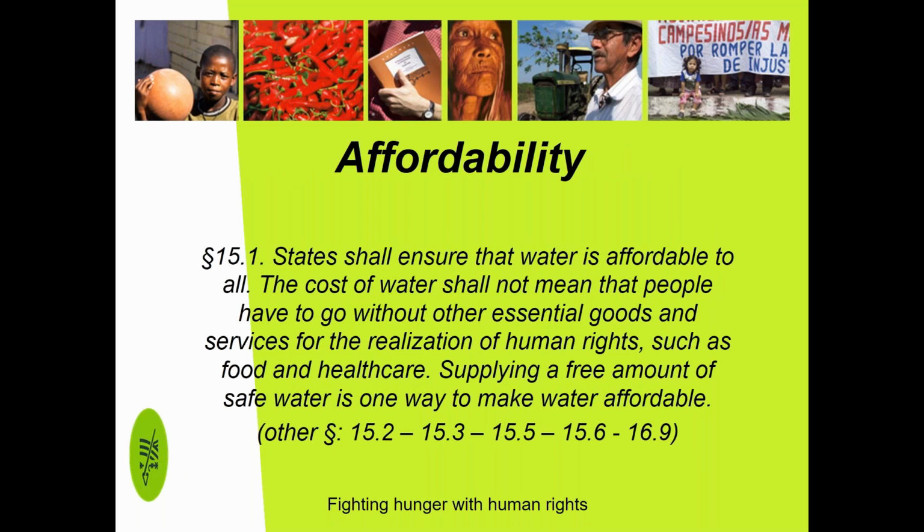So the next legal content element is affordability. Water should be affordable. Here we are talking about the price. How do you afford to pay the bill for water which is sufficient and safe? So paragraph 15.1 is very important, because states shall ensure that water is affordable to all. The cost of water shall not mean that people have to go without other essential goods and services for the realization of human rights, such as food and health care.